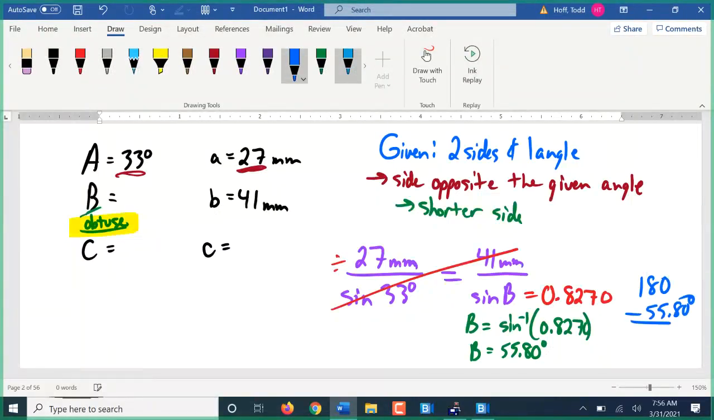That's going to be 124.20. Which will leave us, if we add them up and subtract from 180, angle C then has to be 22.8. I'm going to trust you guys can find side C.